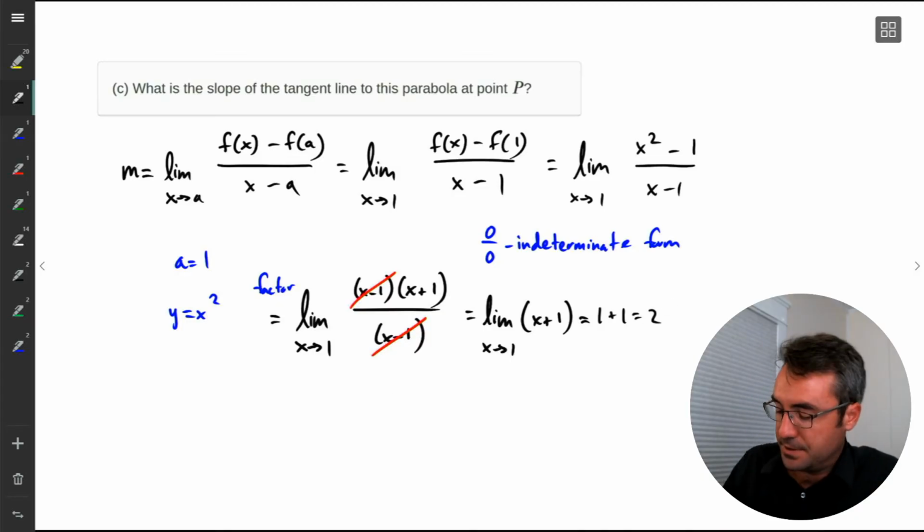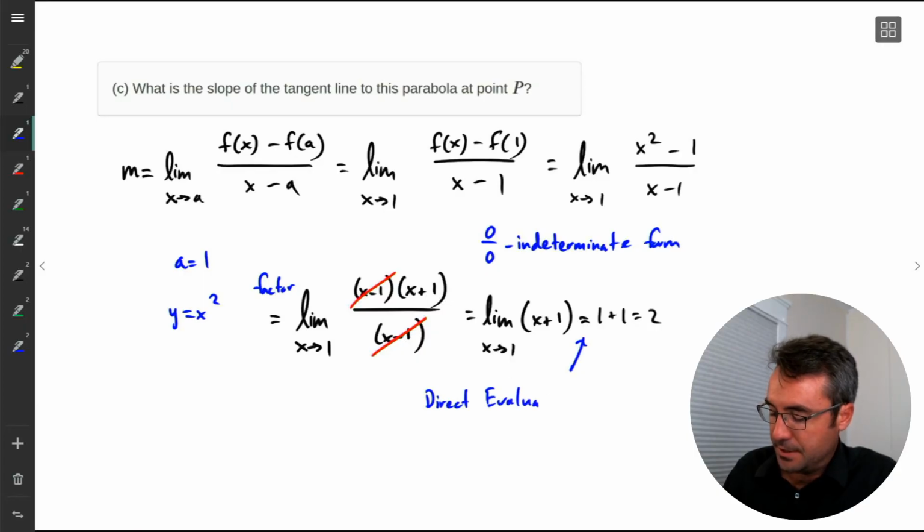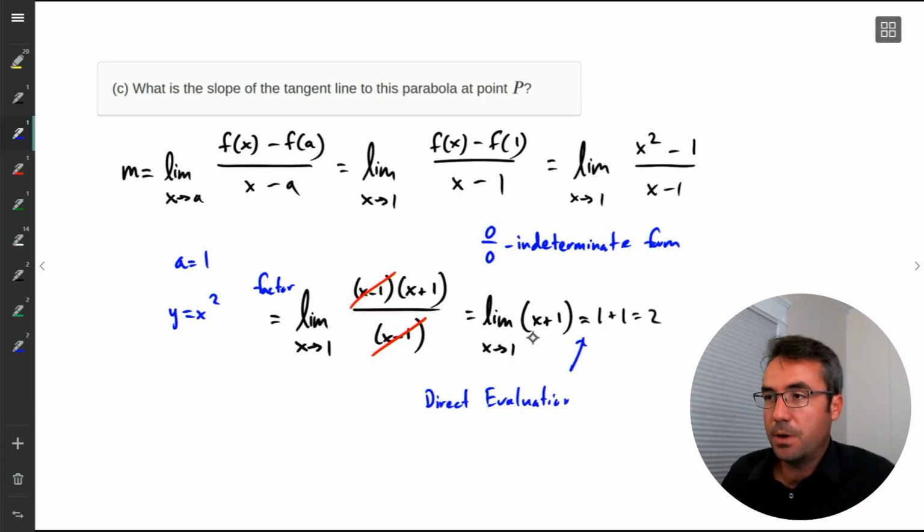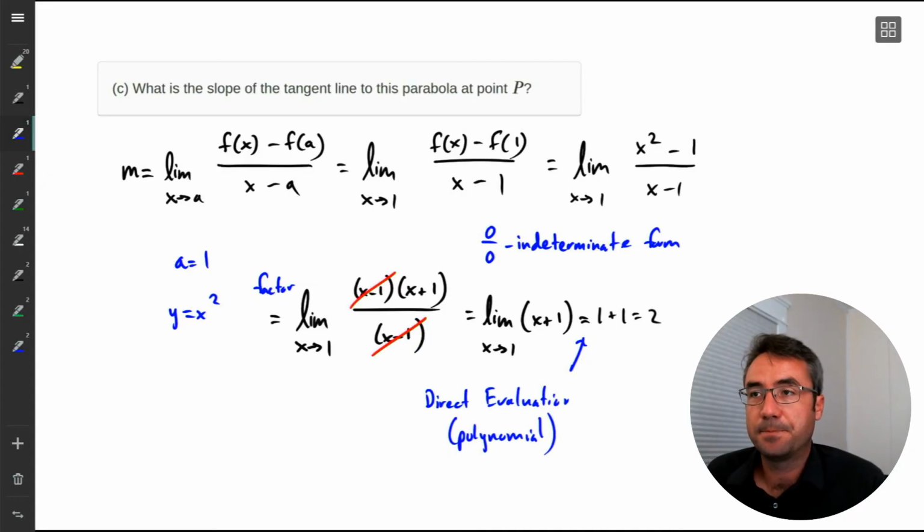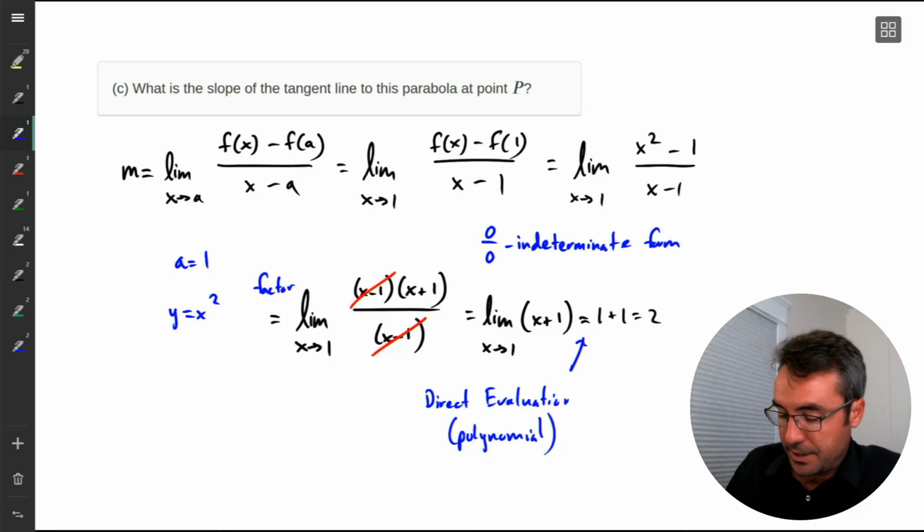Now, why can we do this? Why can we do this step right here? Well, we're doing direct evaluation. That's because the function we're taking the limit of right here, x plus 1, is a polynomial. So we can just plug in to evaluate. So there we go. The slope of our tangent line is 2.